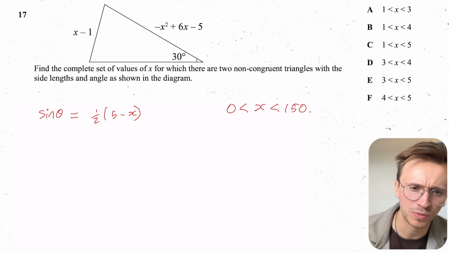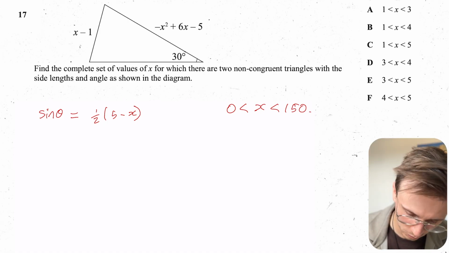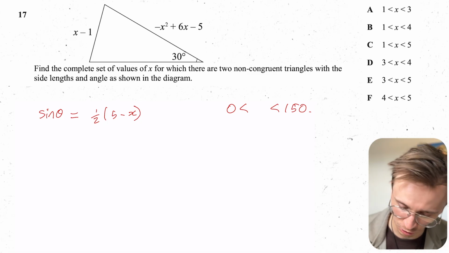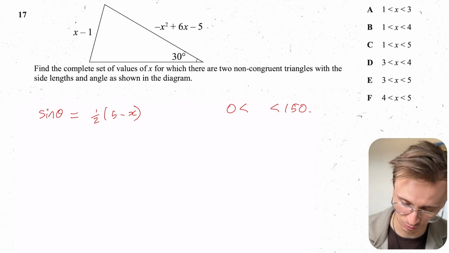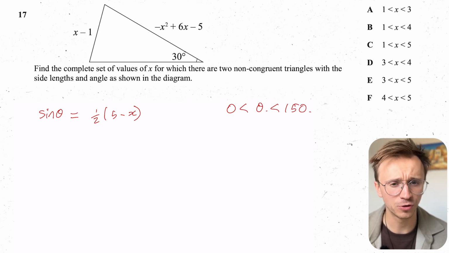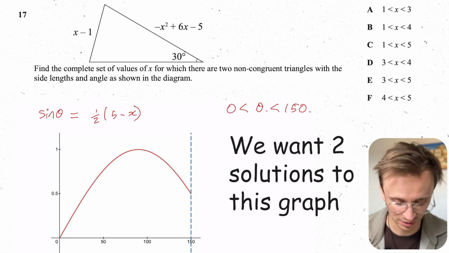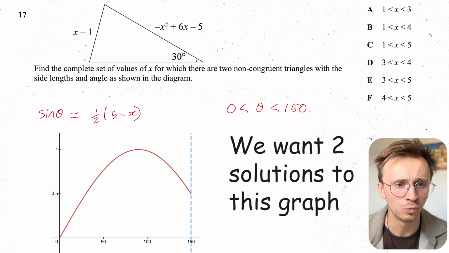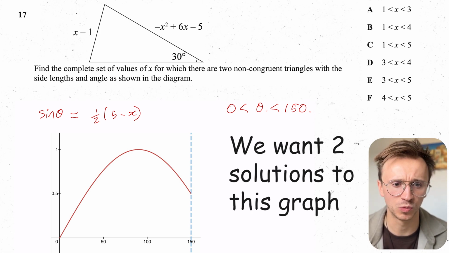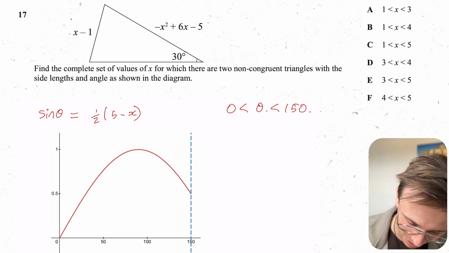Can't go beyond 150 because all the angles must add up to 180 degrees. However, in order for us to get the two different results, if, say, sine theta equaled 0, we wouldn't get two non-congruent triangles. We'd only get one non-congruent triangle.